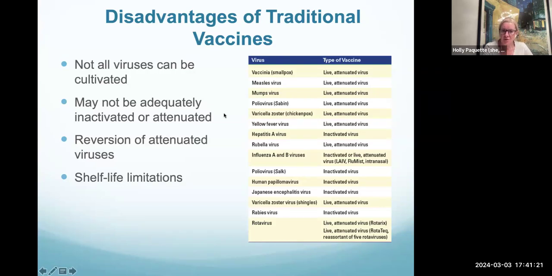This is not something I'll test you on, but in case you're curious about any vaccines you might have had, this tells you what type of vaccines they are, whether they're inactivated or live attenuated. And that's something that you can keep track of, see how you feel about those. If you have questions, please let me know. I'm happy to answer any questions on vaccines.